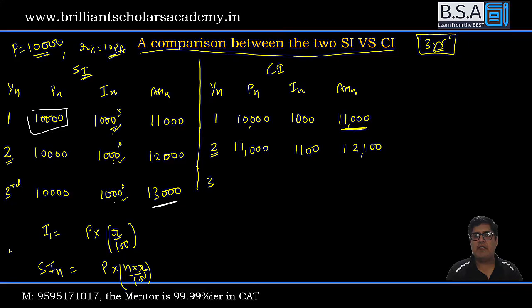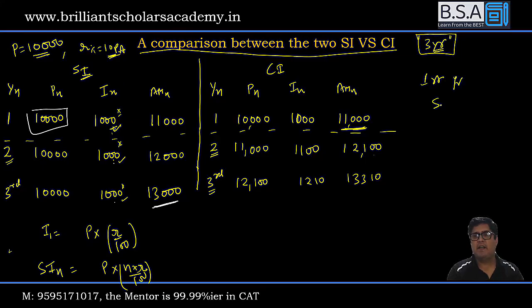If I decide to stay with the bank for another year, third year, the language, write it down somewhere. Amount at the end of the year becomes the principal for the next. So what is 10%? 1210. What do I take home? 13,310. So here notice for the first year, SI and CI are identical. If the principal and rate of interest are unchanged, SI and CI are the same.